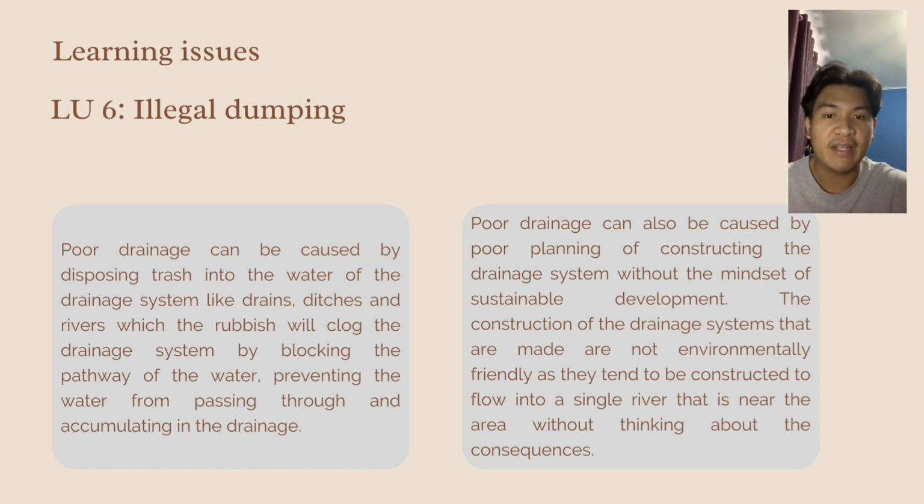Secondly, poor drainage can also be caused by poor planning of constructing the drainage system without the mindset of sustainable development. The drainage systems that are built are not environmentally friendly, as they tend to be constructed to flow into a single river near the area without thinking about the consequences.